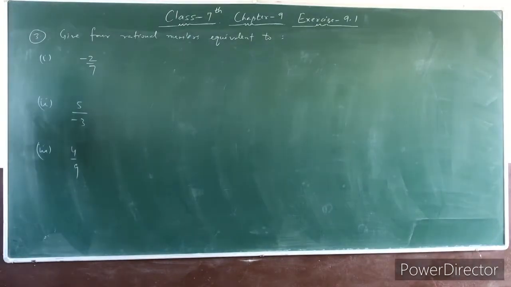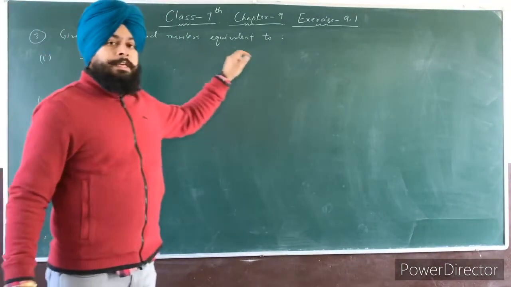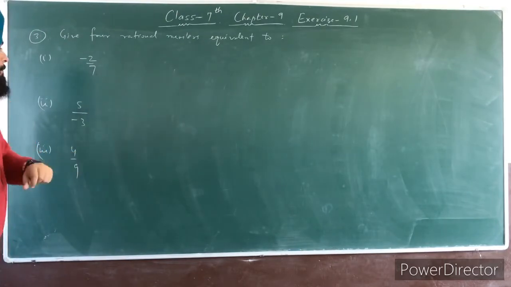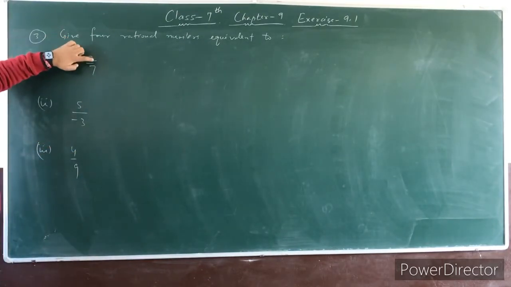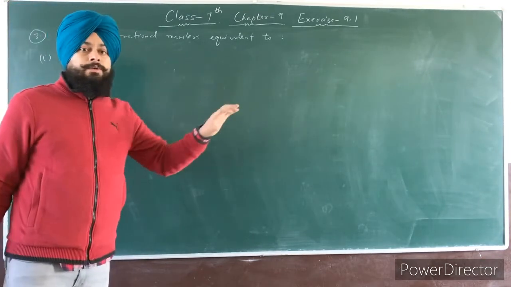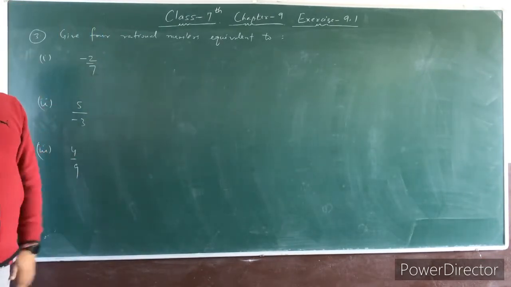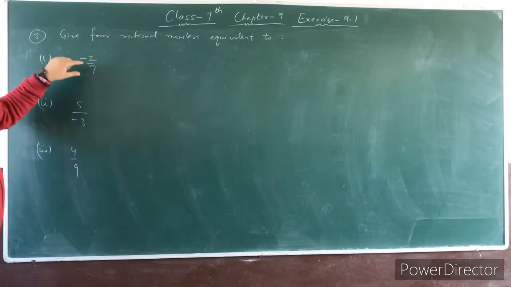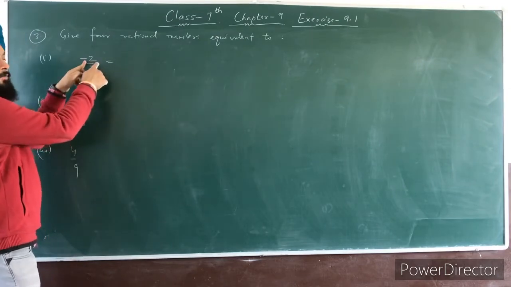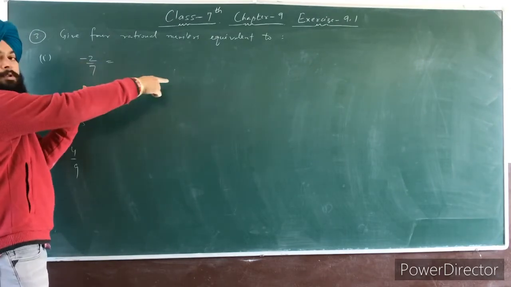Next, the third question: give 4 rational numbers equivalent to the following. What is equivalent? Equivalent means equal, or you can say same. The first is minus 2 by 7. You have to find 4 more rational numbers which are equivalent to this minus 2 by 7. So you have to write the multiples of this minus 2 by 7. In the numerator write the multiples of 2 and in the denominator write the multiples of 7.